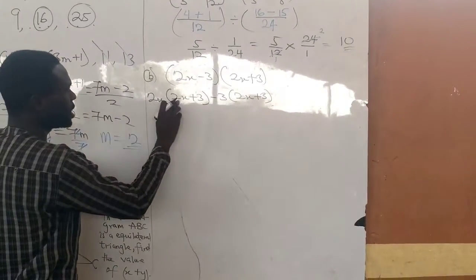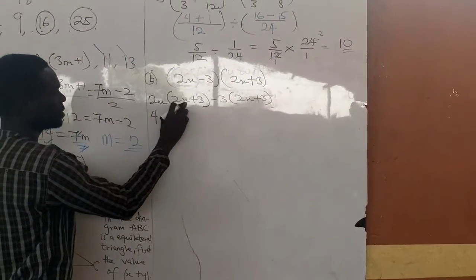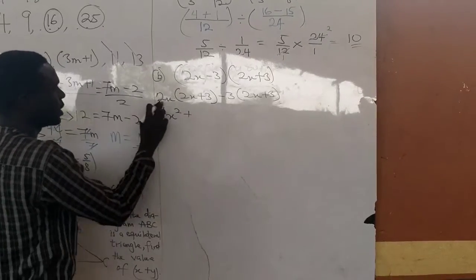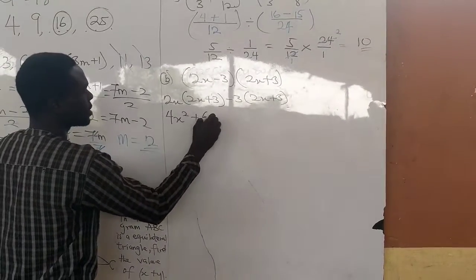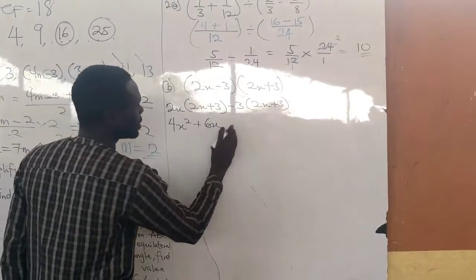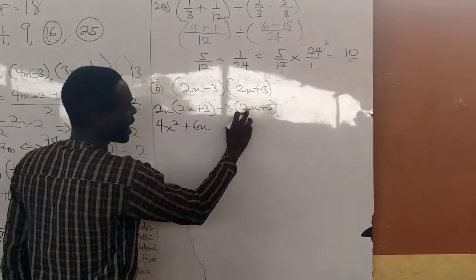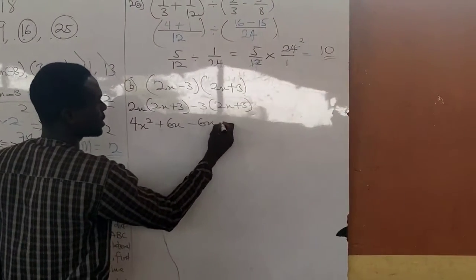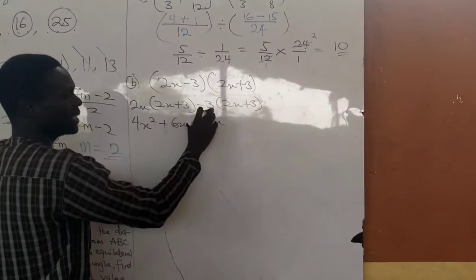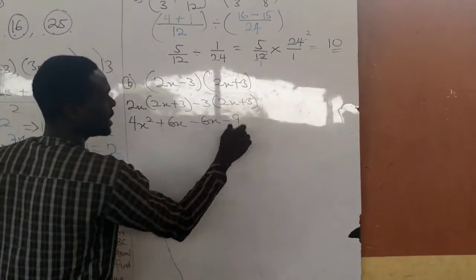So this times this is 4. x times x is x squared. 2 times 3 is 6, so with this x gives us 6x. Then minus 3 times 2x will give us minus 6x. Then minus 3 times 3 will give us negative 9.